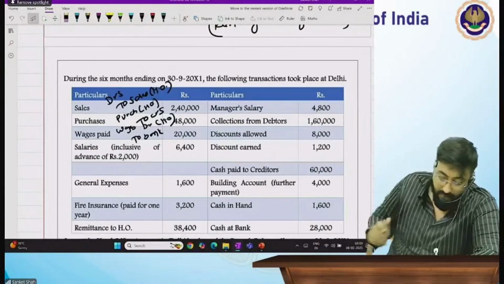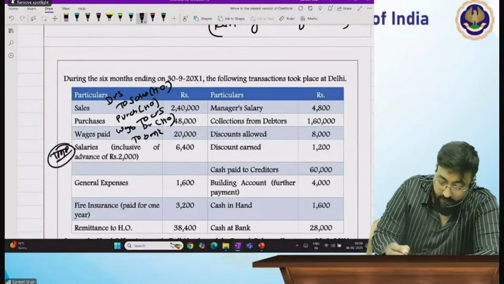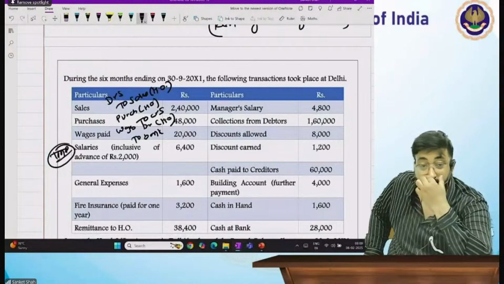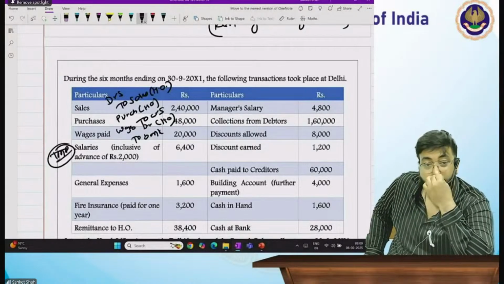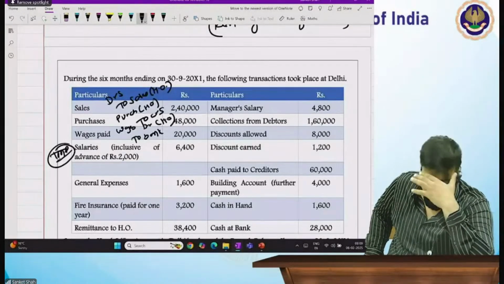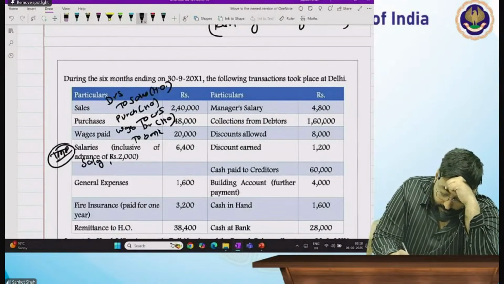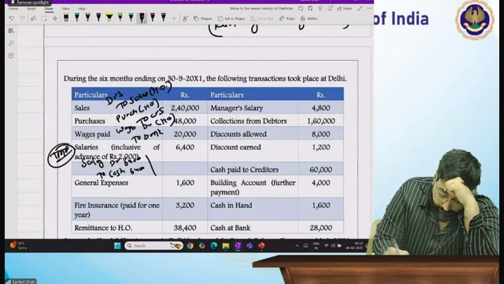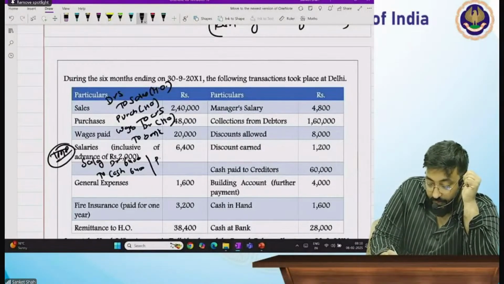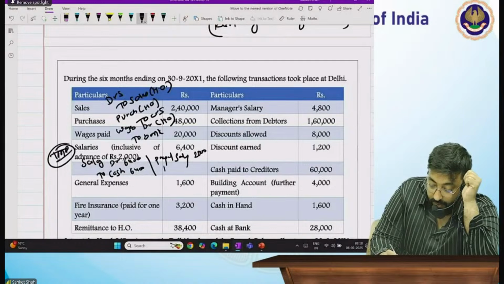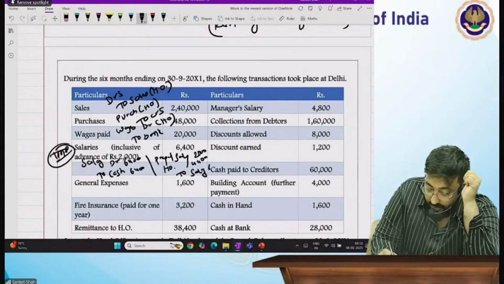Now this is an important entry. Let's see whether you are getting this entry or not. Salaries inclusive of an advance of 2,000. Salary to cash 6,400, and then prepaid salary to cash 2,000. HO 4,400 to salary 6,400.